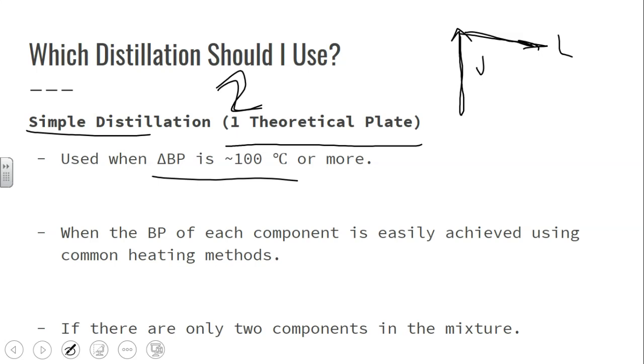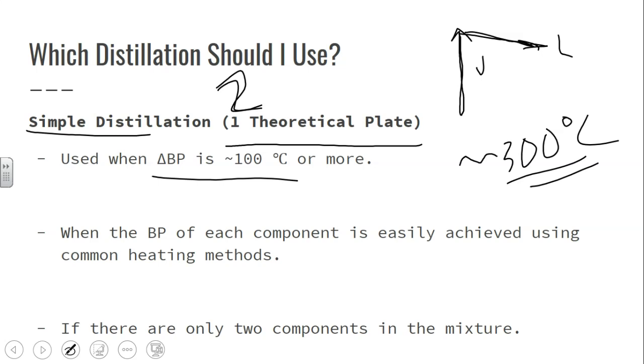Okay, and so you should also use simple distillation when you can easily achieve the boiling point of each substance. Okay, so easily achieve, I will say that the cutoff is somewhere around 300 degrees Celsius. We can easily get to 300 degrees Celsius in the lab. After that, then we have to use other means that are a little more complex and or dangerous in order to get really high temperatures. So typically, if we're going to do simple distillation, we want the boiling points of the components of the mixture to be below or well below 300 degrees Celsius.